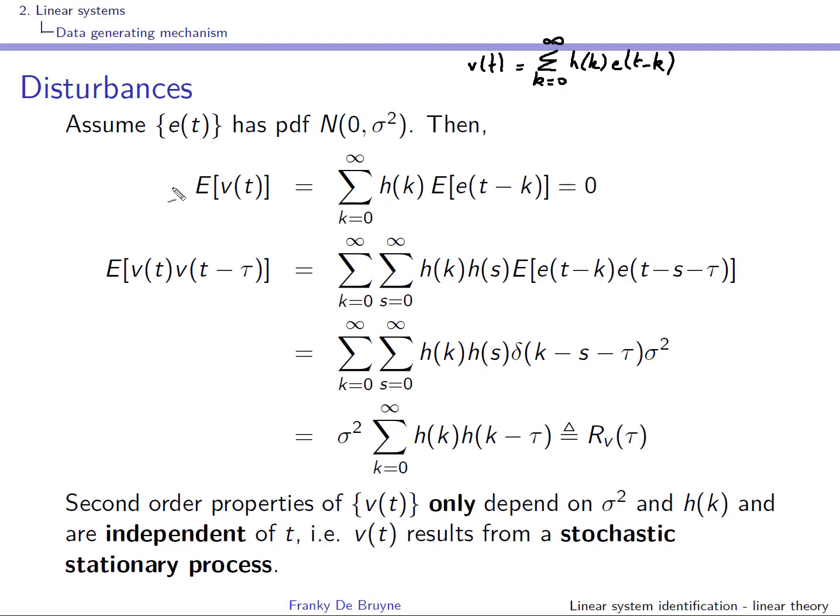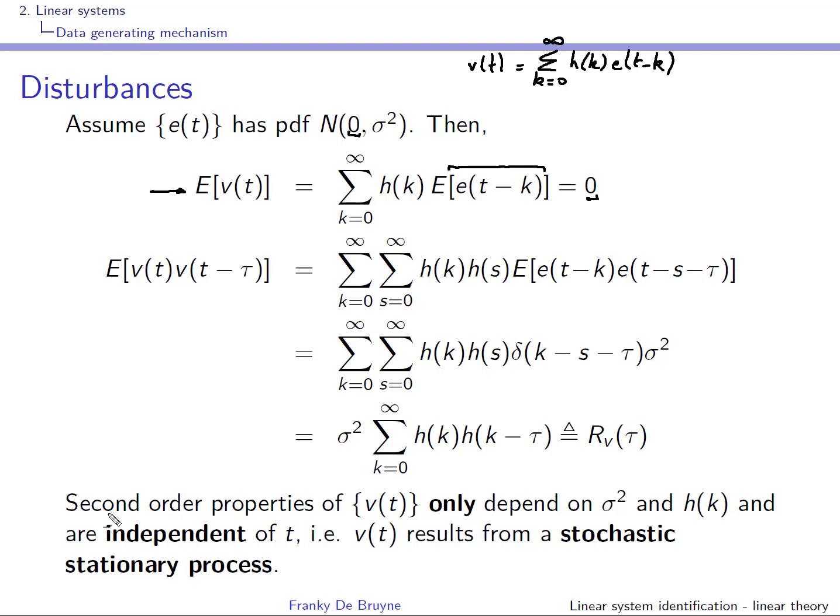If we are interested in the statistics, what you can do is first compute the expected value of v of t. So we apply the expected value on both sides, and where we have an element that is stochastic is over here. So we can write the expected value of v of t as follows. And if you take the expected values of all these elements, since e of t is zero mean, you obviously end up with a 0 over here.